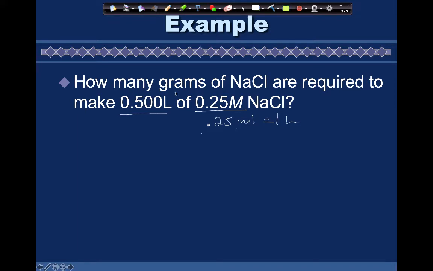So ultimately it's asking for grams, so I will look at what I have. I'm given a volume and I'm given a molarity. My molarity is going to be used as a conversion factor, so we're not going to start with that. We're going to start with the volume. So I have liters. Well, if I look, I have a conversion factor between liters and moles of solution. So I'm going to use the molarity as a conversion factor to go from liters to moles. And then once I'm in moles, I can go to grams using the molar mass.